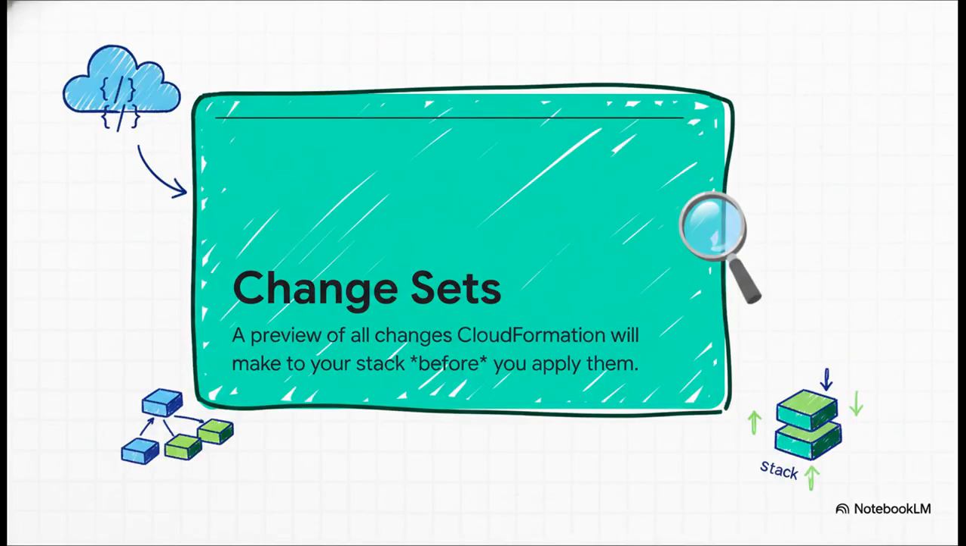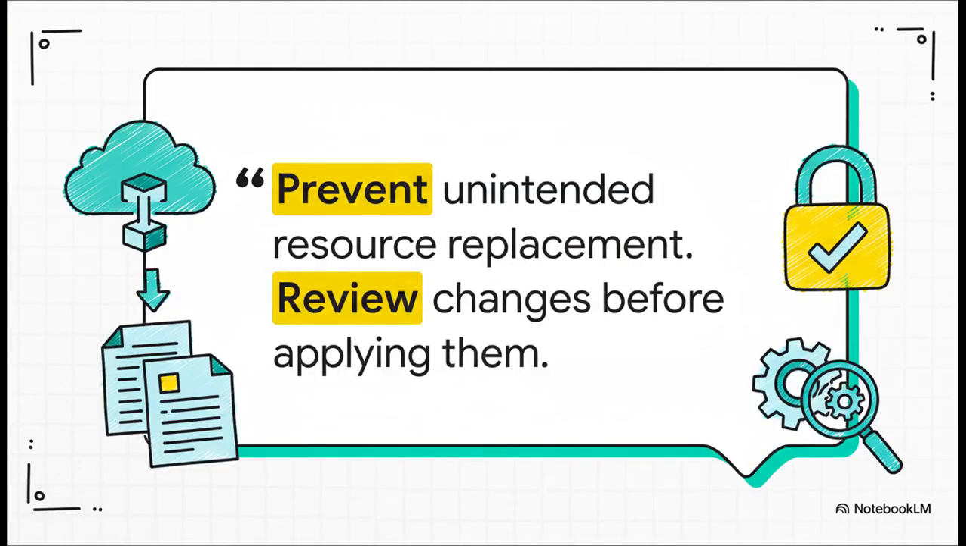Well, the answer is a brilliant feature called change sets. Think of it like a dry run, a preview of your infrastructure changes. Before you apply any update, CloudFormation generates this report that tells you exactly what it's going to do. I'm going to add this security group, I'm going to modify this server, and I'm going to delete this old database. This lets you review every single change before you hit execute. And this is why it matters so much. It prevents surprises. It stops you from accidentally replacing a critical database when you only meant to change some minor setting. It puts you in complete control of that change management process.